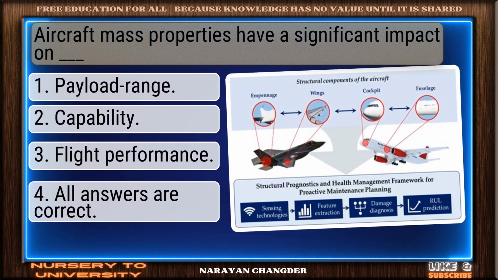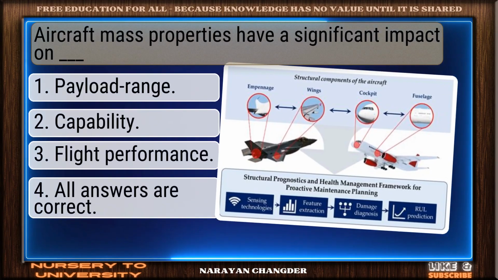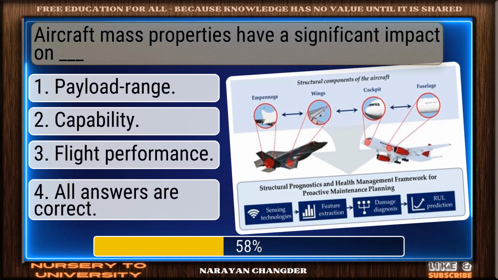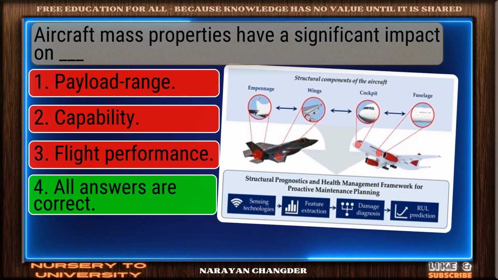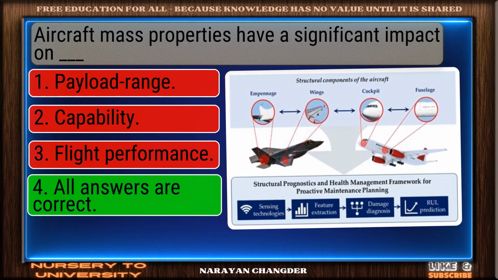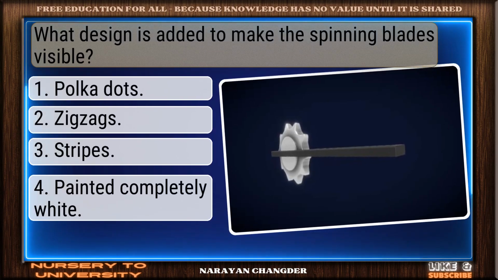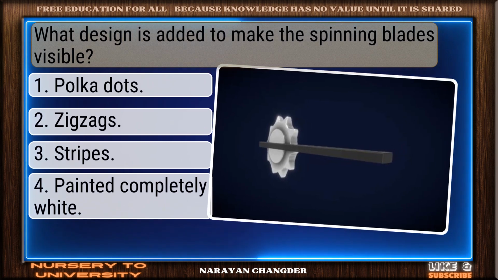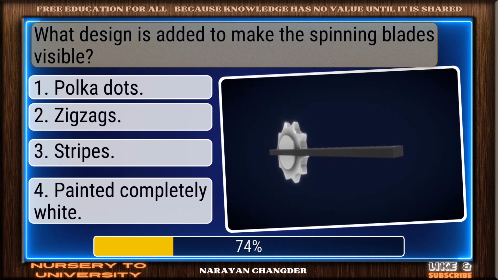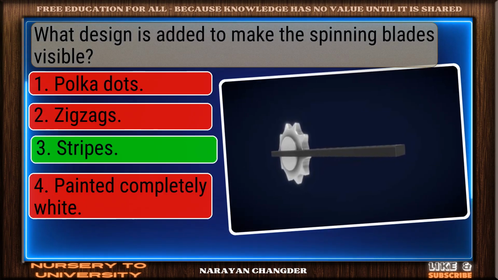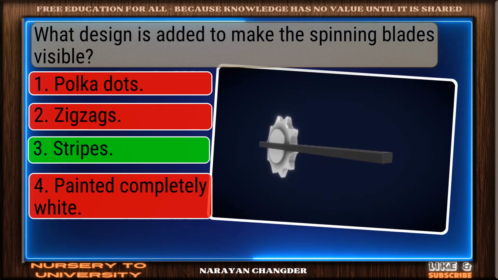Aircraft mass properties have a significant impact on dash. Well done. All answers are correct is the right choice. What design is added to make the spinning blades visible? You got it. Your choice, Stripes, is right.